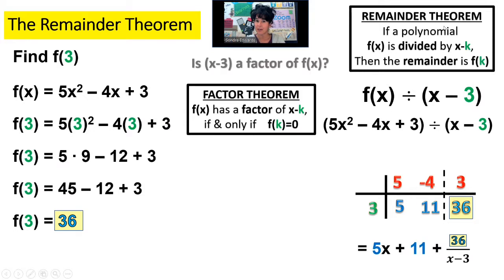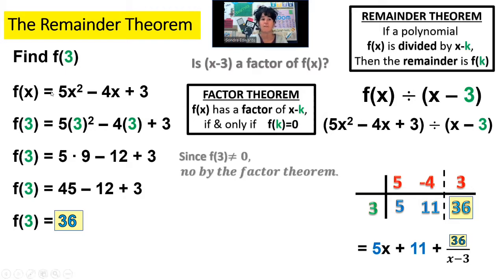So I care about a remainder because that leads to the factor theorem. f of x has a factor of x minus k if and only if, by conditional statement, the function evaluated at k equals 0. So we took x minus 3, then the k value is 3. If I substitute 3 into the function, I did not get 0. So since f of 3 did not equal 0, x minus 3 is not a factor of 5x squared minus 4x plus 3.